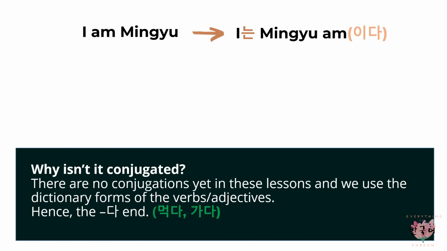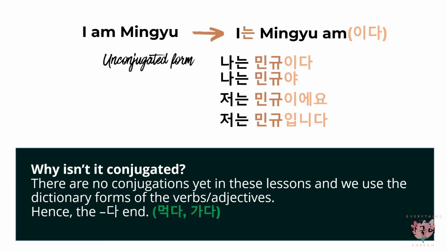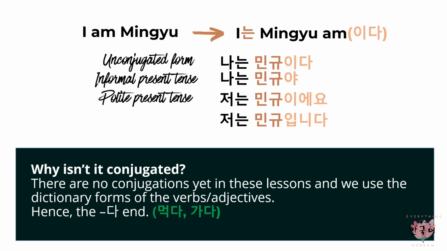So why isn't it conjugated again? I have mentioned that there are no conjugations yet in these lessons because we use the dictionary forms. But just to show you, here are the sentences in the conjugated form. The very first one is what we use. We say, for example, 나는 민규이다. This is the unconjugated form. If we conjugate it to the informal present tense, we say 나는 민규야. What about for the polite present tense? We say 저는 민규예요. And lastly, for formal present tense, we say 저는 민규입니다.